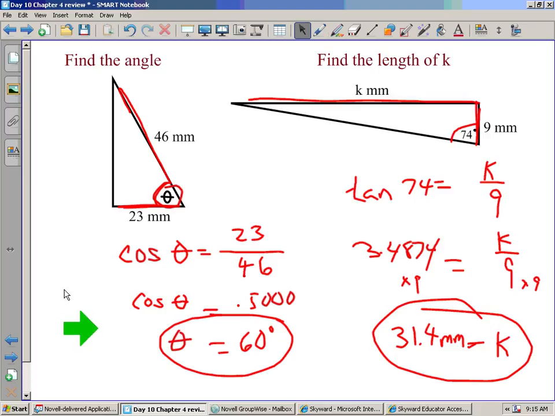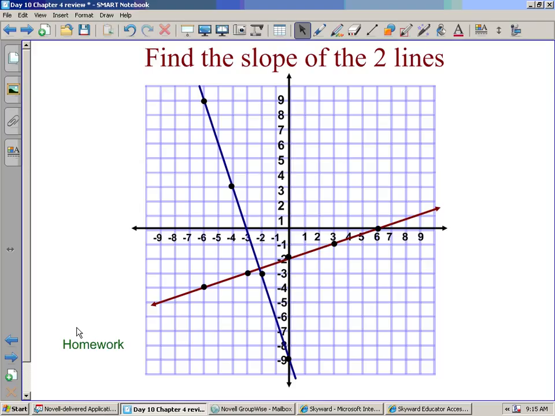Okay. Then the last two problems are, see if you can find the slope of those lines, the blue and the red. Remember, we're looking for slope, the rise over the run, which I like to think of as just counting up and counting over. If you can count up and over, pretty simple.